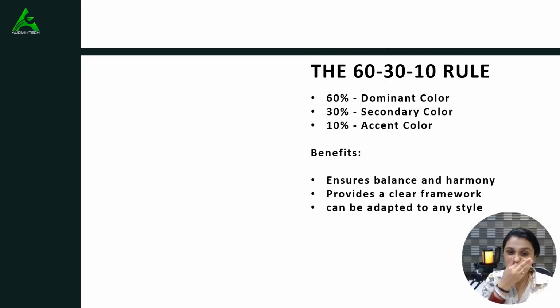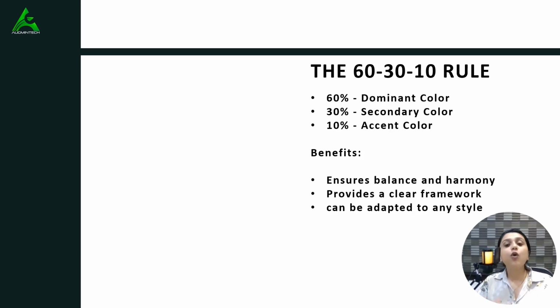The rule says that 60% of the space should have a dominant color, 30% should be your secondary color and 10% should be the accent color, which simply means you have to select 3 colors for any kind of space that you are creating. Let's say you are creating an office design. You need to choose a dominant color, which is going to be your base color, and then you will add a secondary color. This color is going to be used in accessories and furniture. And the last one is your accent color. This is the color which we generally use in the decor, right?